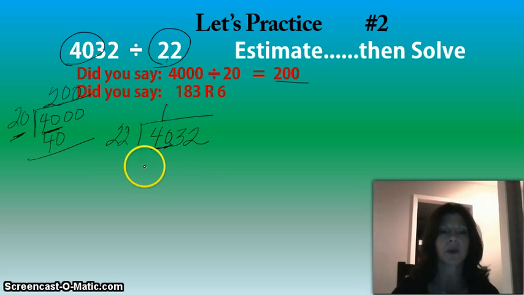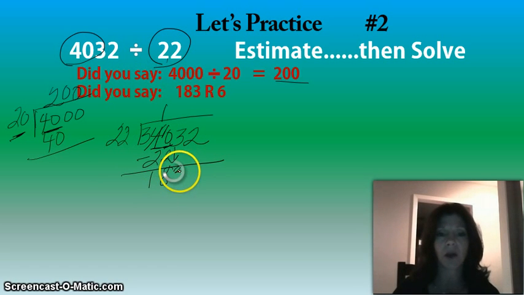So 1 times 22 is 22. Subtract that from your 40. You have to borrow from the 4. That becomes a 3. Put your 1 over the 0. 10 minus 2 is 8. 3 minus 2 is 1. You can't divide 22 into 18, so then your next step is to bring down your 3.